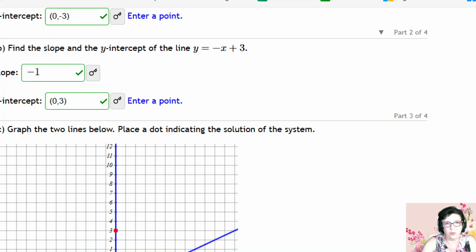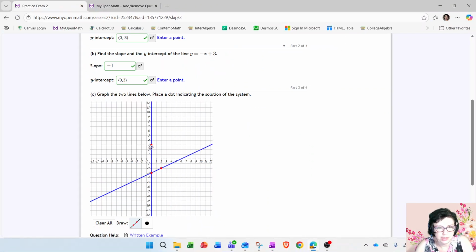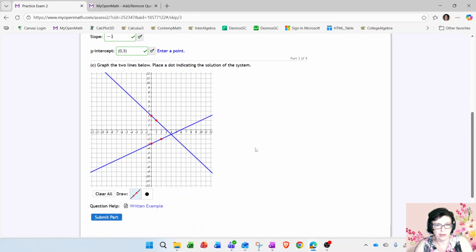Instead of -1, we're going to put -1 divided by 1, right? And then this is your rise, and this is your run. Your run is 1, and then your rise, which really is a fall, is 1, but you're going down. Okay, let's see. You are going 1 to the right and 1 down. And we just graphed the second line.